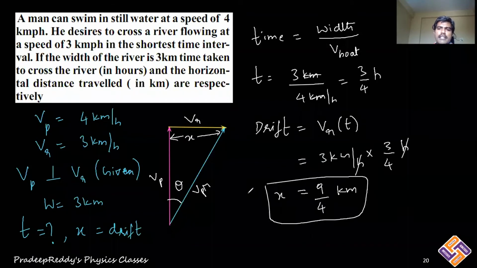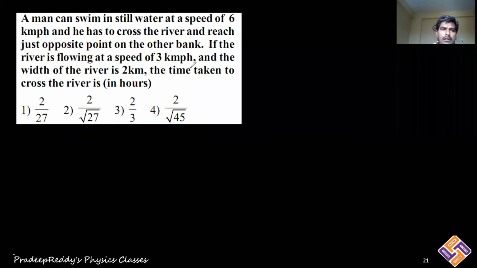You can cross check these answers after solving yourself. Coming to the next question. In this, a man can swim in still water at a rate of 6 km/h. Velocity of the person is equal to 6 km/h.